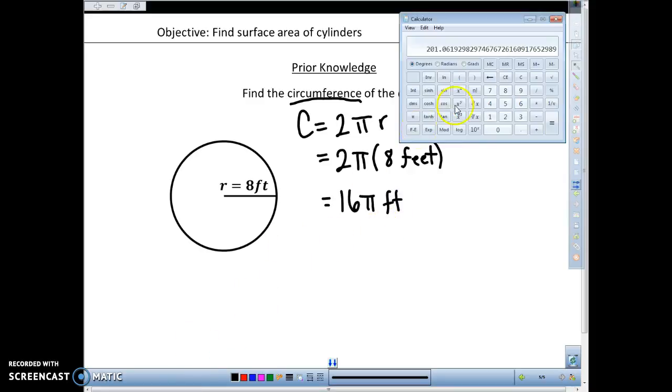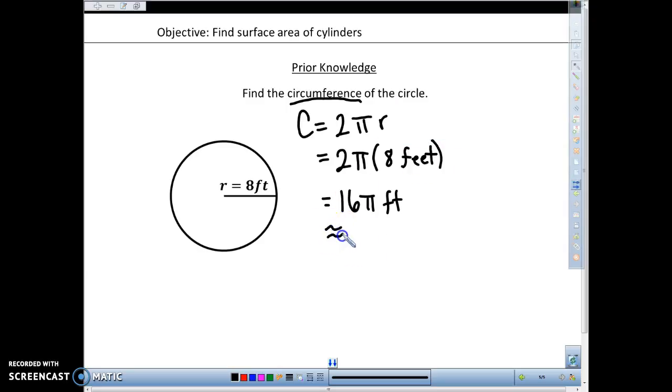Again, to be approximate, we just plug in to our calculator 16 times pi, and we get a value of 50.3 feet. So this is approximately 50.3 feet.